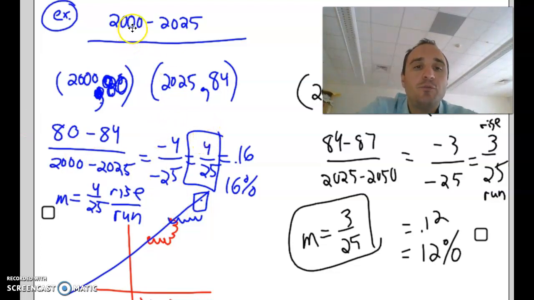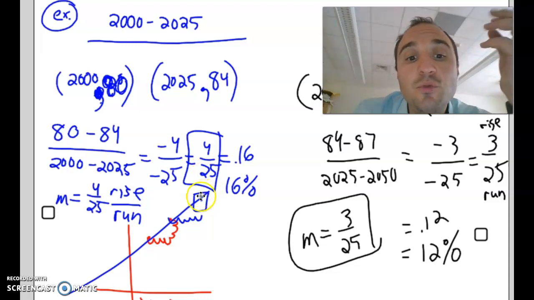If I asked you from 2000 to 2025, and here are our numbers. In 2000, we had $80, and in 2025, we had $84. How much did it increase? Well, rise over run would give us 4 over 25.